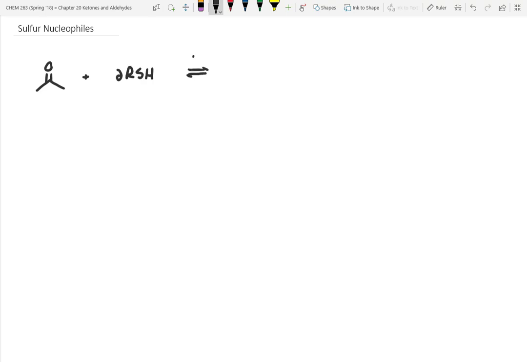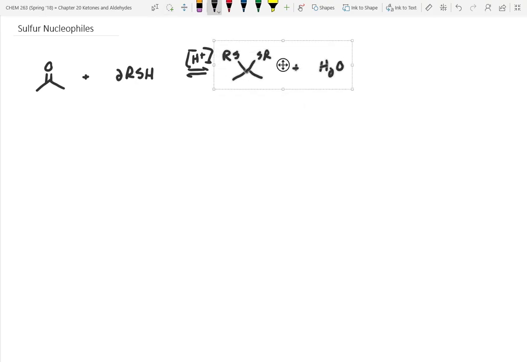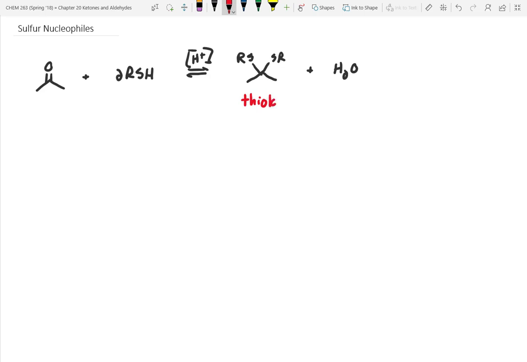And under acidic conditions, you can end up attaching both of those thiols, just like with alcohols, to the ketone and kick off water. If you remember, the product, if you have alcohols adding in, is called a ketal or an acetal. In this case, this would be a thioketal, because it's no longer an oxygen, it's a sulfur attacking in.